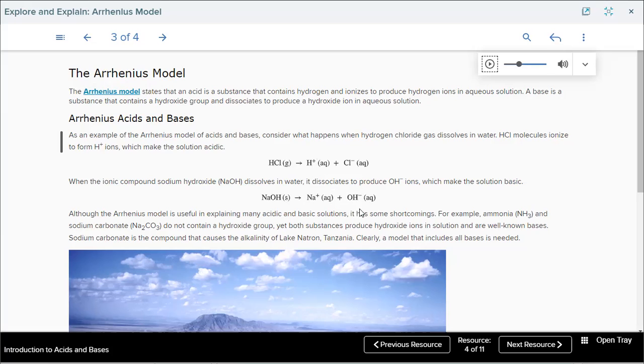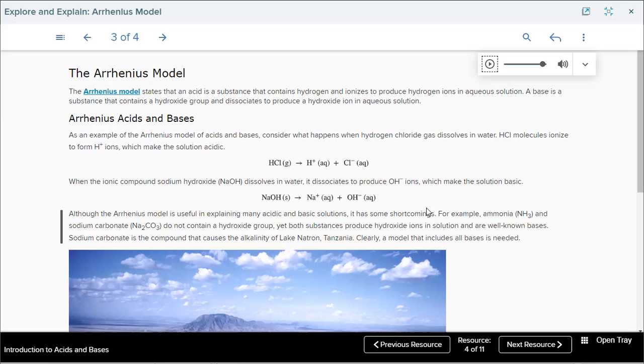As the presence of negative hydroxide ion, it is considered a base. When the ionic compound sodium hydroxide, NaOH, dissolves in water, it dissociates to produce OH- ions, which make the solution basic. Although the Arrhenius model is useful in explaining many acidic and basic solutions, it has some shortcomings. For example, ammonia. I think each theory has advantages and disadvantages, right? So what about the disadvantage of Arrhenius theory?